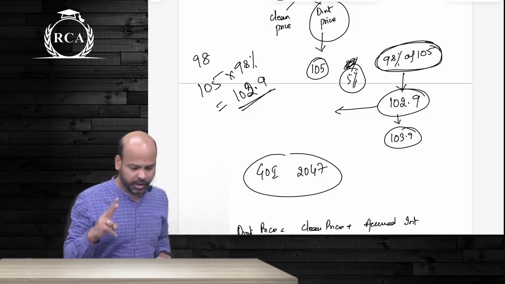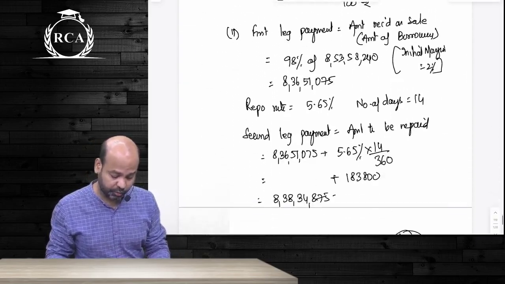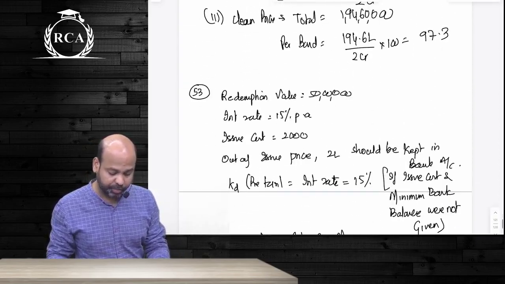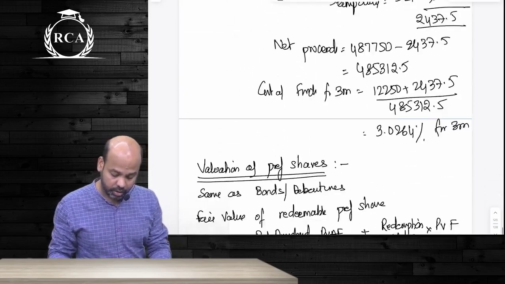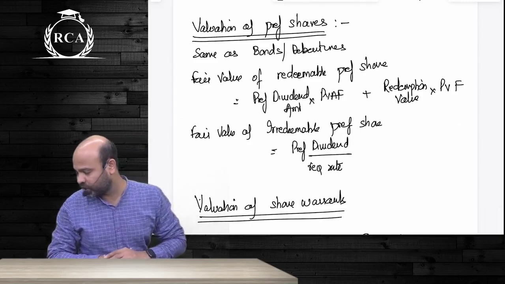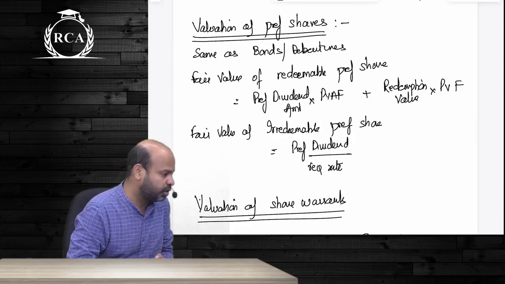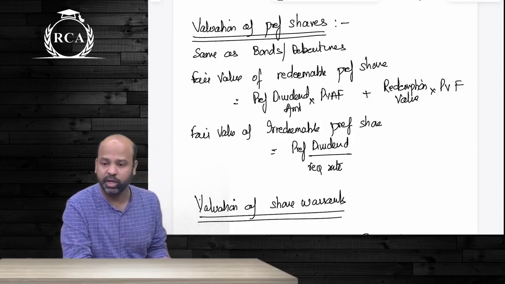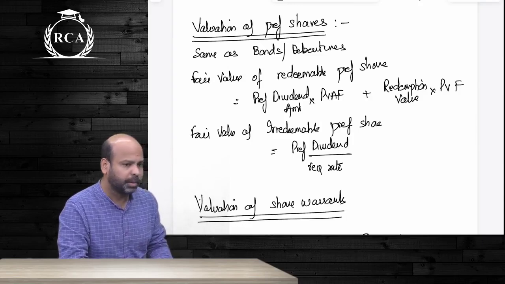After this, beta, we did two small concepts. One was valuation of preference shares. The other one was valuation of share warrants. Under valuation of preference shares, guys, I said it is exactly similar to a coupon paying bond. So to arrive at the value of a preference share, all that you have to do is take all the future cash flows in the form of preference dividend and redemption value and discount those cash flows. It can either be a redeemable preference share or it can be a perpetual preference share.